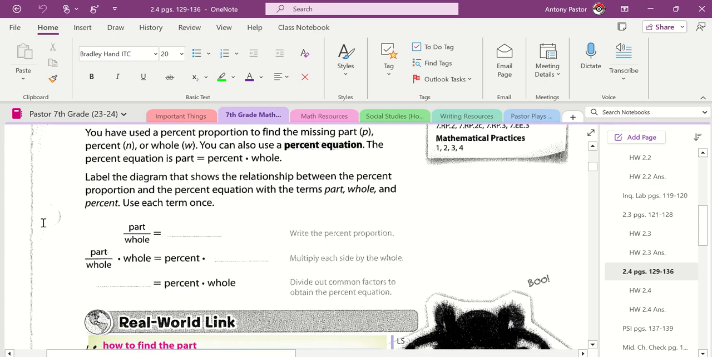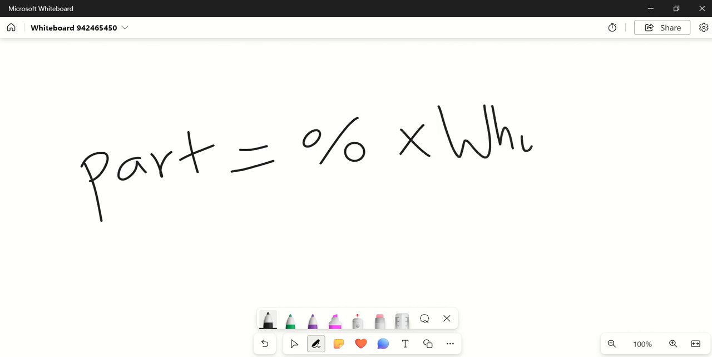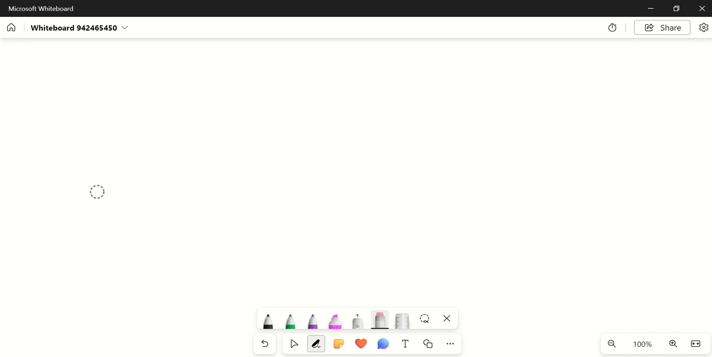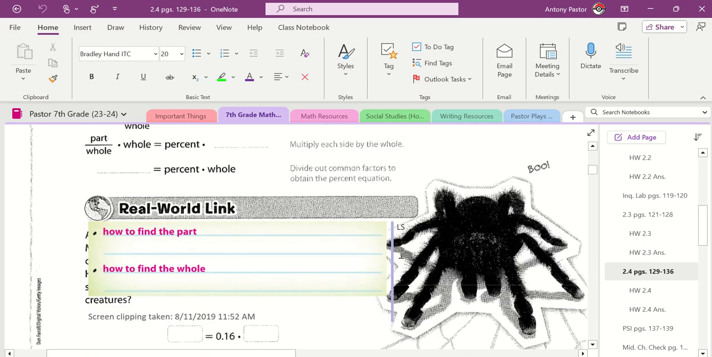So again, our percent equation is part equals percent times whole. Part equals, I'm just writing out the percentage symbol, times whole. Please make sure that this is in your notes. Part equals percent times whole. Because remember, in the last part, we always had one of these 3 missing. Now we're just getting 100 out of the way and making this a little bit more streamlined, if you will.